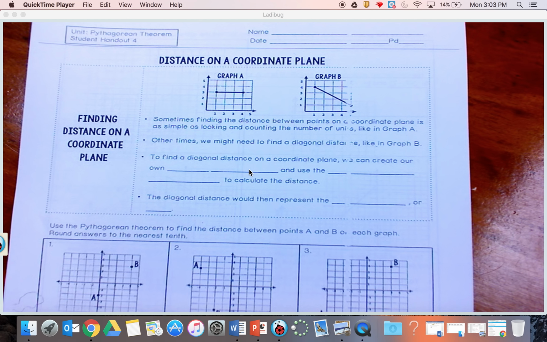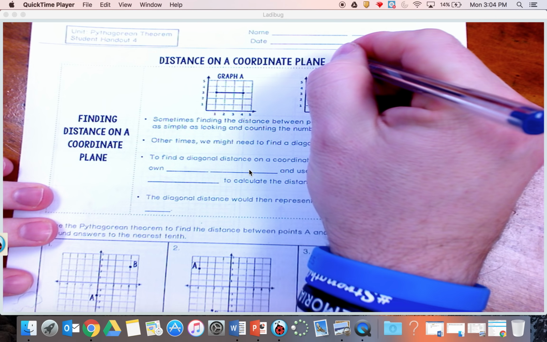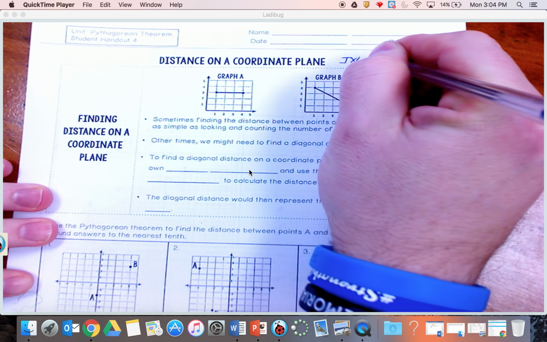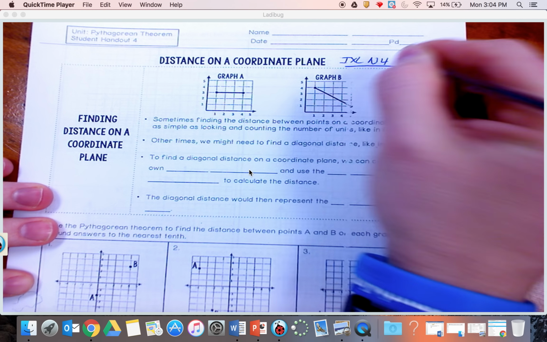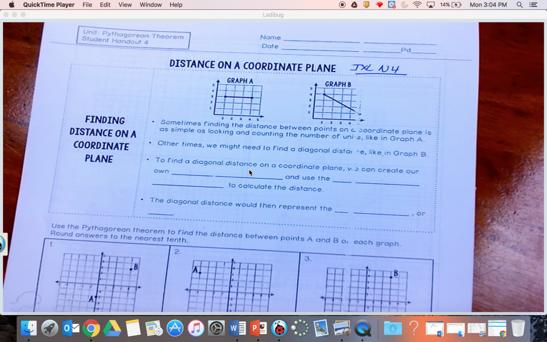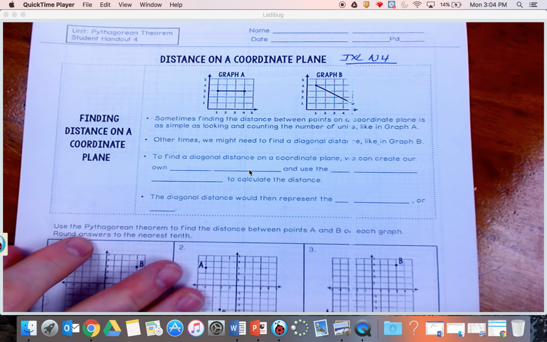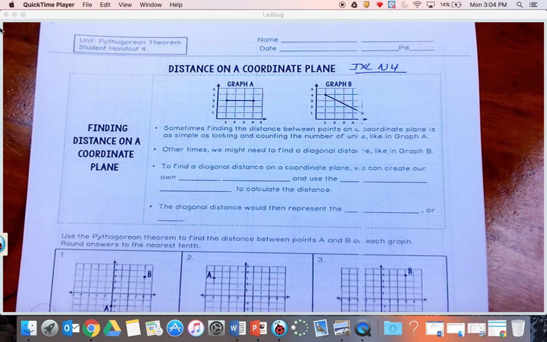Okay? These notes will also help you with the IXL in 4 as well. That's why it's important that we do not throw this paper away, especially when we get finished, because this will help you with N4 and the other things as far as studying for your tests and also doing other work as well.